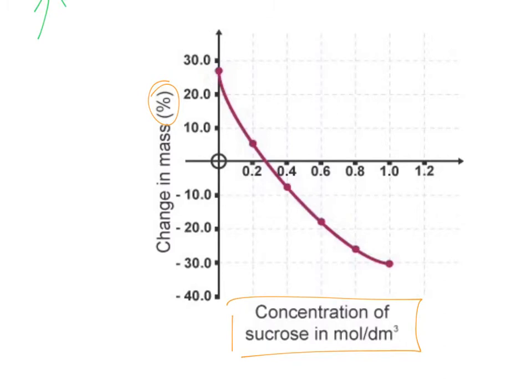And if you look at this graph, it changes from being up here where it's a positive change in their mass, which means that they've gained mass, to a negative change where they've actually lost mass. And in between, at this point here, the change of mass was zero, it stayed the same. And that's because this point is where we have an isotonic solution. That tells us the concentration of the water outside was the same as the concentration inside the cells, and therefore the net movement was zero and the mass didn't change.